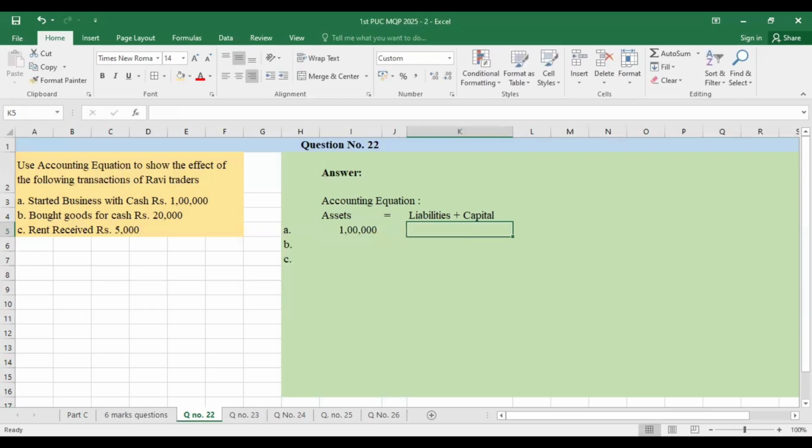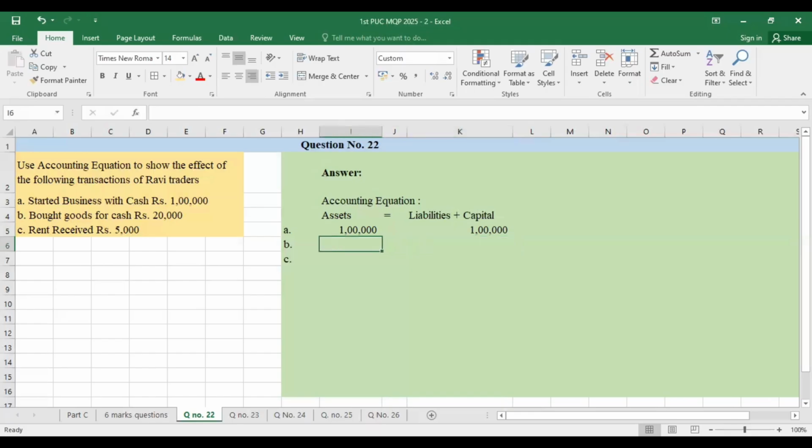Next, there is no liability in this transaction. When the business has been started, capital investment has been made through cash of rupees 1 lakh. So the liability is 0 plus capital 1 lakh. So assets is equal to liabilities plus capital.